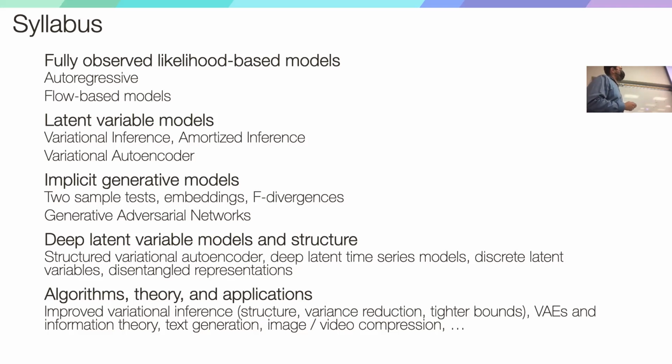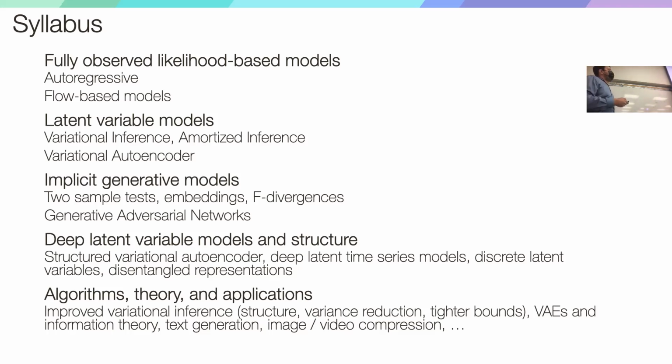We'll then talk about latent variable models, which is this idea that you have an underlying lower dimensional representation of your data points that you want to infer and use that for generation. And here we'll talk about variational inference, in particular also faster versions of variational inference called amortized variational inference, and this connects also to variational autoencoders.